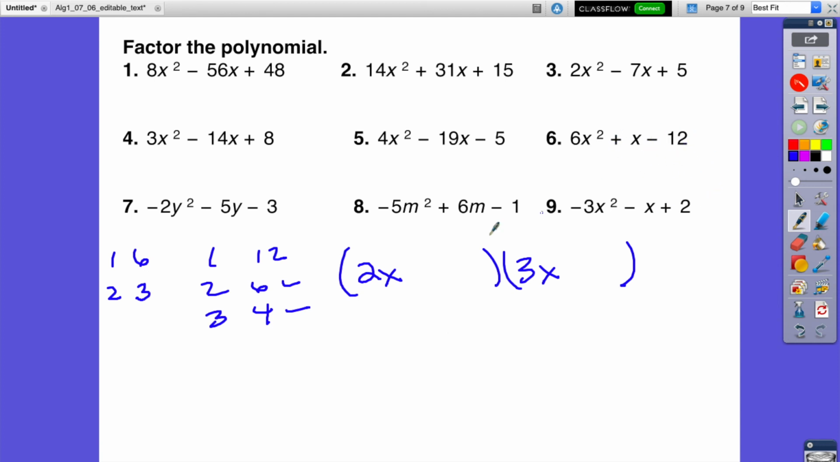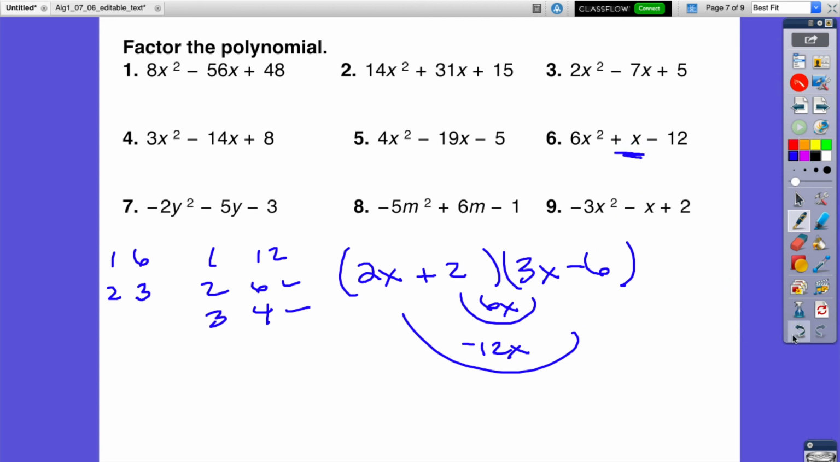Okay, so I'm going to show you a little trick here. Let's try 2 and 6, and let's just make the 6 negative. All right, let's check it. This makes 6x. This makes negative 12x. Oh, not even close to 1x. So that's not going to work.